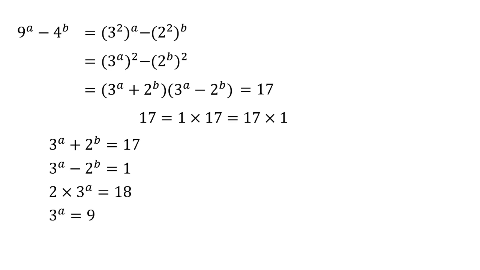Dividing by 2, we get 3 to the power of a is equal to 9. Well, 3 squared is 9, so a must be equal to 2. We can now put this into either of our two equations. So putting it into the addition one, we get 3 squared plus 2 to the power of b equals 17. 3 squared is 9, so taking that away from both sides, we get that 2 to the power of b is equal to 8. b must be equal to 3, and they are the only solutions to be found.